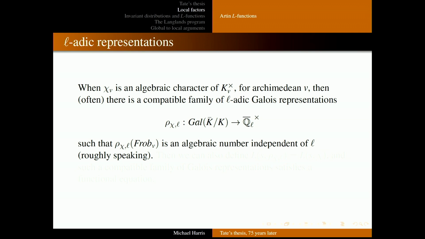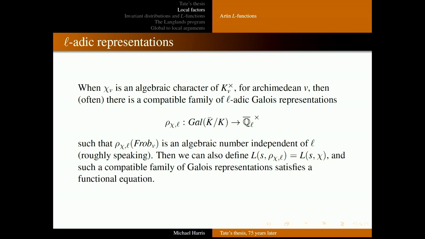And we've seen quite a few of those in the past 2 days. And so we can define, so we started with a Hecke character. We noted that there are these Galois representations, but we already have the L function, so we give a new name to the L function that we already have, and then we say that such a compatible family of Galois representations satisfies the functional equation. All right.